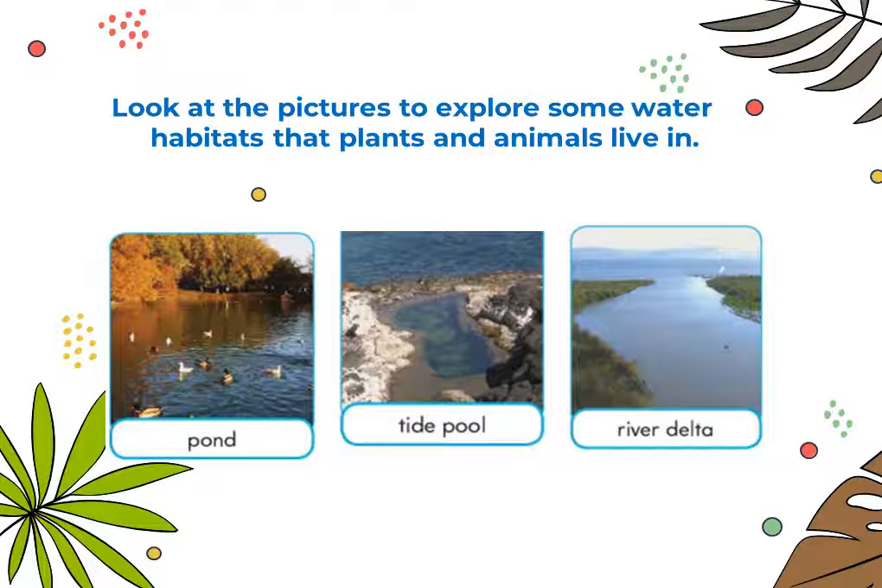Have a look at the pictures below to explore some water habitats that plants and animals live in. Now have a look at the first one, children. The first one is a pond. The next one is a tide pool. And then the last one is river delta.